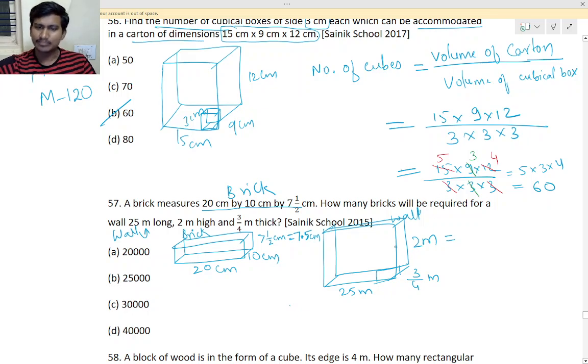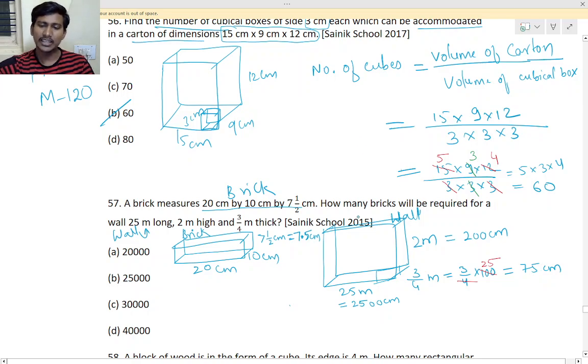Here, the wall is in meters. If you want to convert it into centimeter, how much do we have to multiply? You have to multiply with 100. So 25 meter will be 2500 centimeter, and 2 meter will be 200 centimeter, and 3 by 4 means 3 by 4 into 100. If you cancel it out, 4 25s are 100, so 25 3s are 75 centimeter. So this side, the thickness, is 75 centimeter. Understand?